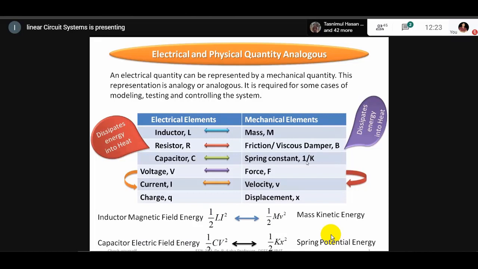F is ma. m is the mass and a is the acceleration. Force is ma. So in the case of voltage, the same thing is going to happen. Equal. Current. What is current?